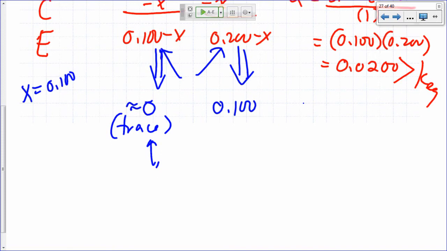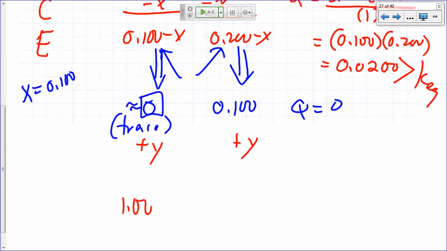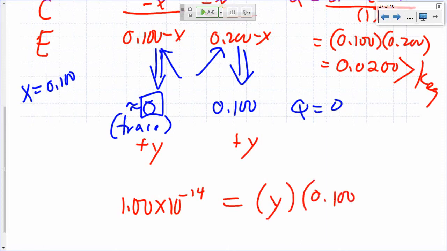Okay, so at this point Q is 0, right? Numerator is 0 because of this. So it's actually going to shift a little bit back to the right. So I'm going to add plus y and plus y over here. So our KEQ then, 1.00 times 10 to the negative 14 equals y times 0.100 plus y.